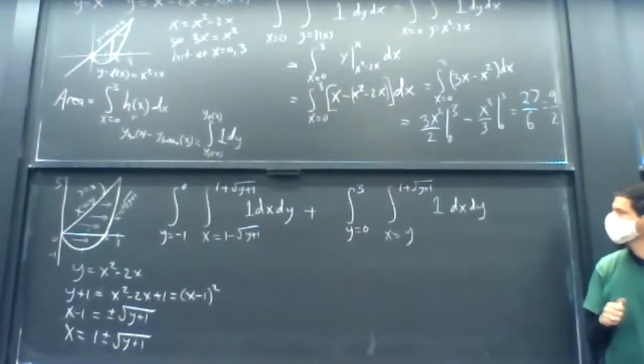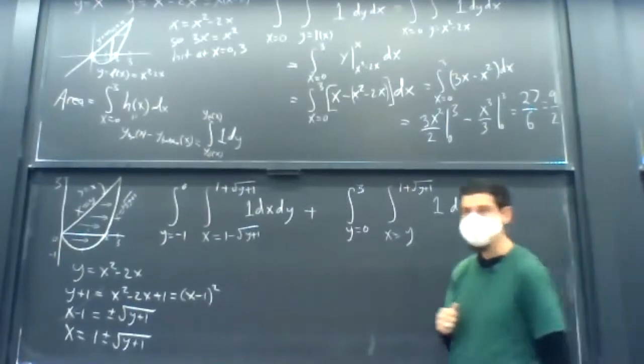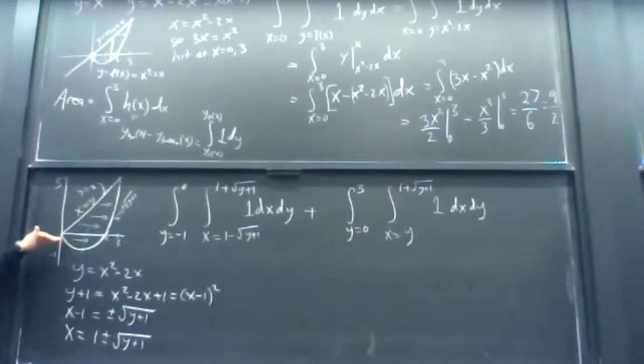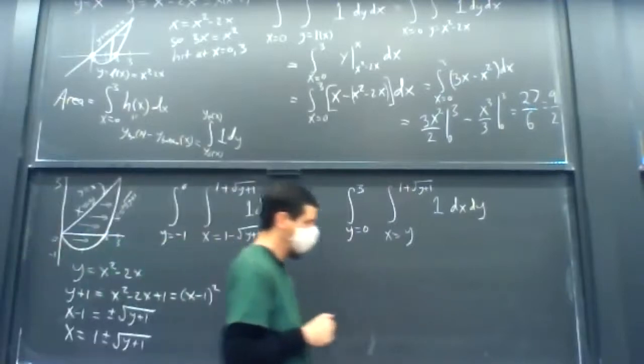Is anybody excited about integrating this? No. And this just shows you that for a lot of problems, sometimes one way is better than another. So by going horizontally first, we have two issues. First issue is we have to break it into two different regions. Second issue is we have square roots. So it's not going to be nearly as pleasant.